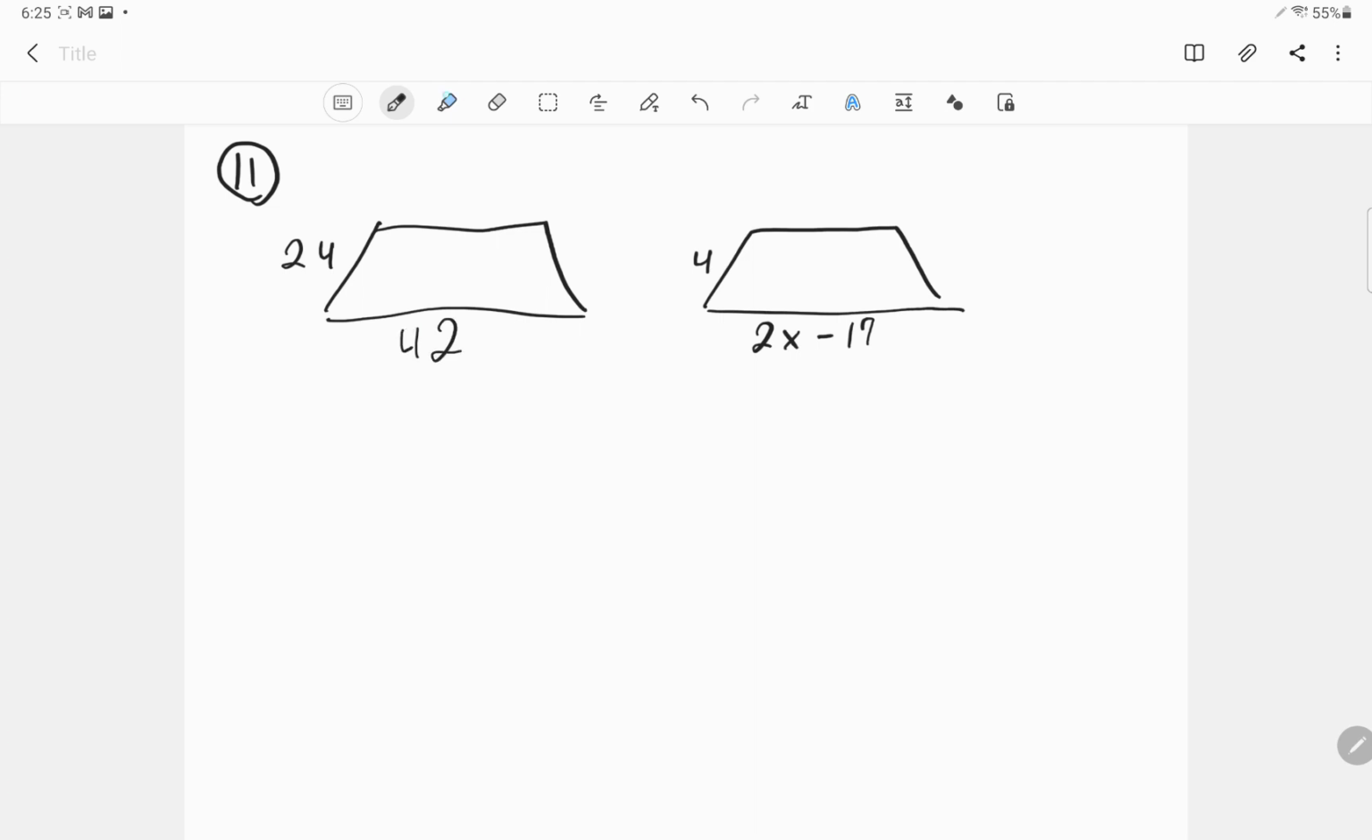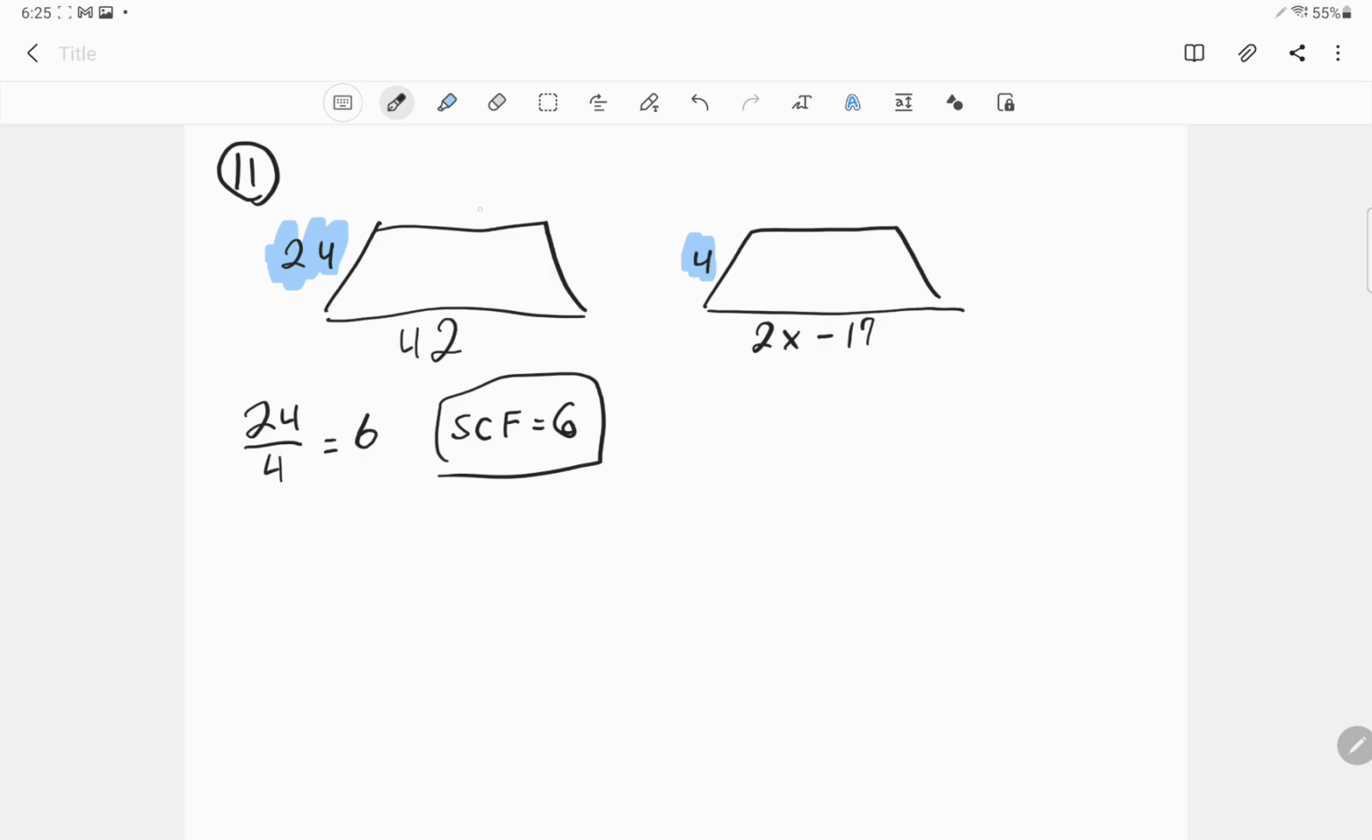First thing, I need to find two sides so I can find my scale factor. I know 24 and 4 correspond, so I'm going to use those two. I'm going to write the big number on top, 24 over 4, which is going to equal 6. So my CSF is going to equal 6. That's my scale factor, right?